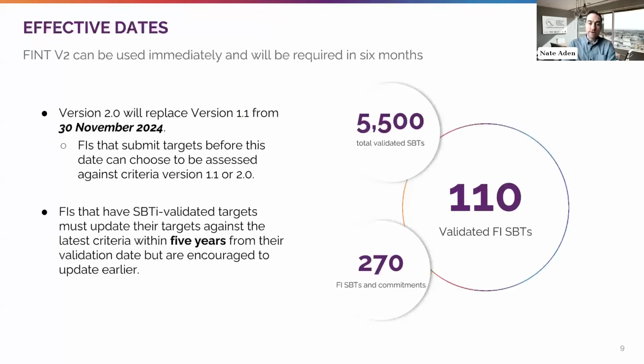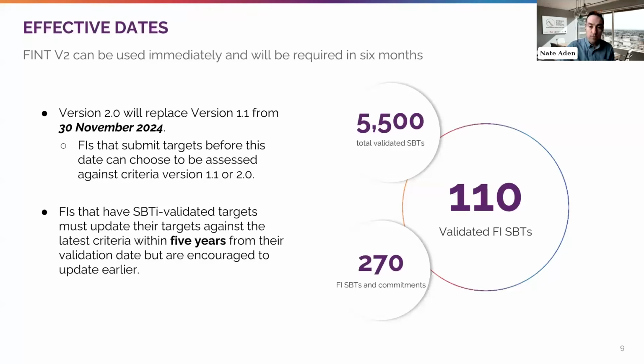In terms of effective dates, the idea is that this new FINT v2 set of criteria will be brought into effect over a 6-month period during which financial institutions may choose between the previous version 1.1 criteria and the new version 2 criteria. After those 6 months have passed, then version 2 will be the only option for financial institutions to have targets validated by the Science Based Targets Initiative.